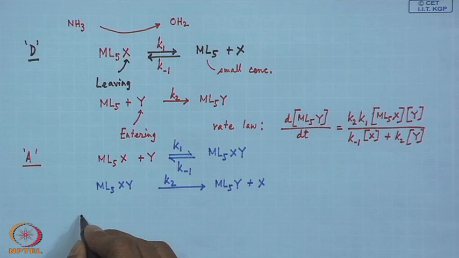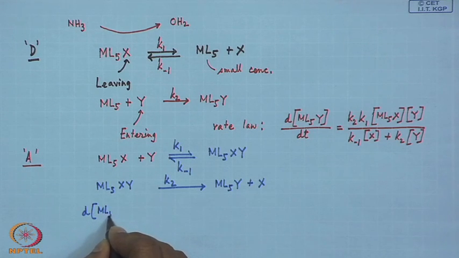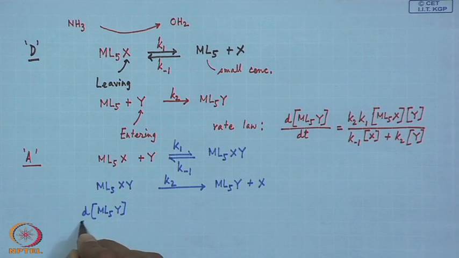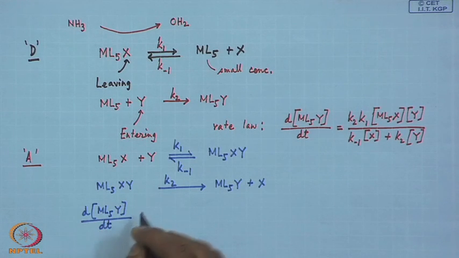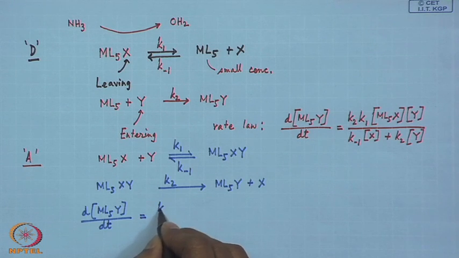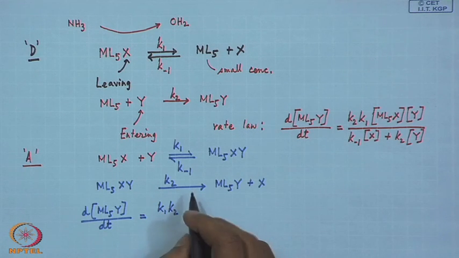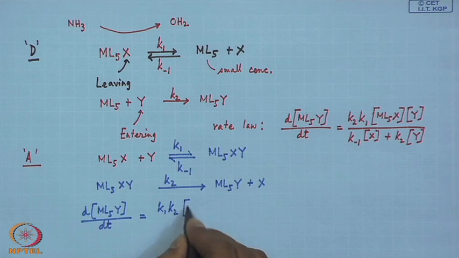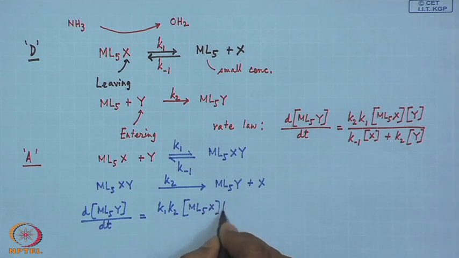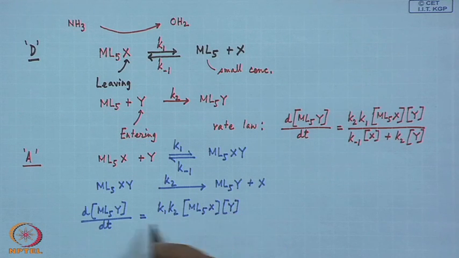and the rate law for the reaction, that means d of ML5Y by dt, would be equal to K1 K2 ML5XY divided by K minus 1 plus K2.